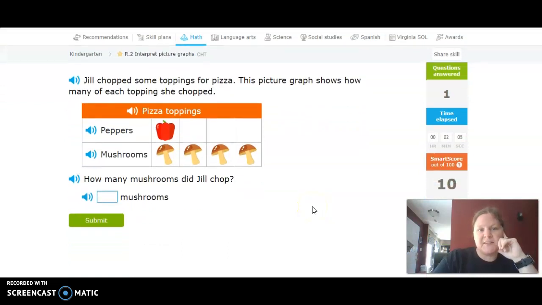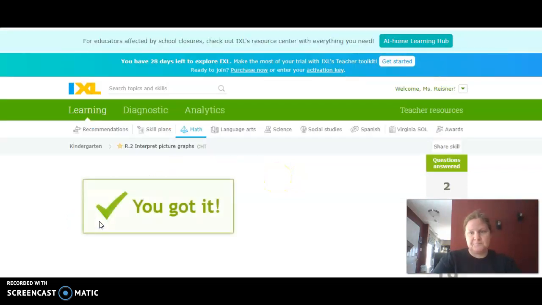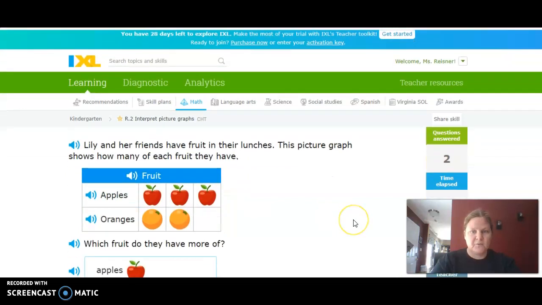Jill chopped some toppings for pizza. This picture graph shows how many of each topping she chopped. All right. How many mushrooms did Jill chop? I have to type a number in here. Who can help me know what to type? Mushrooms. Let's see. Is this mushrooms? No, that's peppers. This must be mushrooms. Okay. What number? So this row, I got to count them and figure out how many. How many mushrooms did Jill chop? Good. 4. Awesome. Okay.